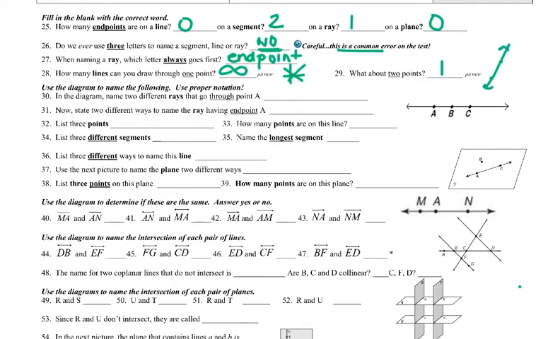Now we look at the picture here, and it says name 2 different rays that go through point A. So like ray BA and ray CA both go through point A. If it has an endpoint of A, now it's going the other direction, like AB, AC would go the other way.